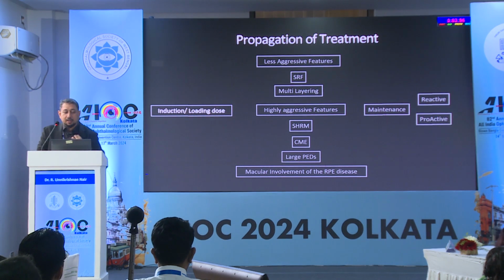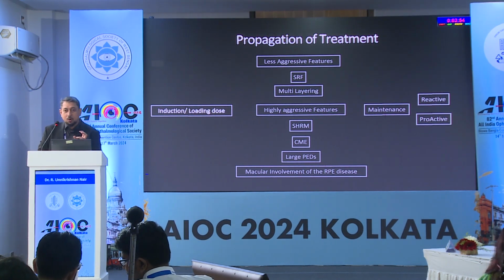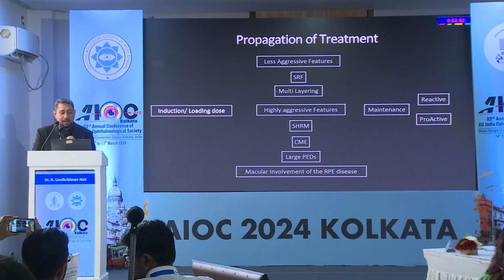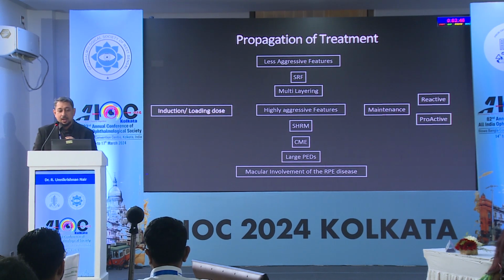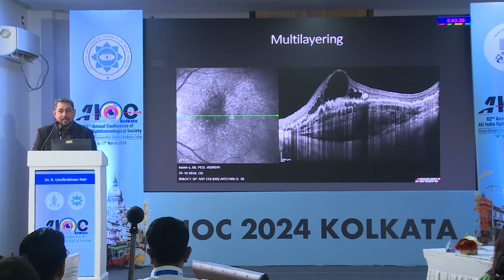So once we start treatment, you go to how intensive you are. I like to say that you have less aggressive features and highly aggressive features. The 2 less aggressive features would be the presence of subretinal fluid chronically, without intraretinal fluid, and the presence of multi-layering. And the highly aggressive features we will come to. So multi-layering is supposedly a less aggressive feature.